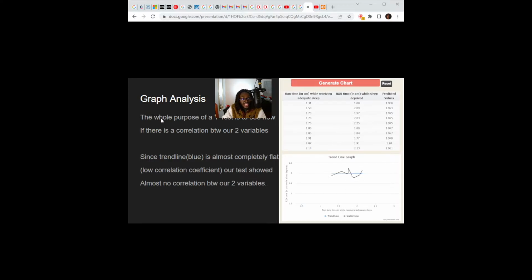And let's see what I have written down here. Big takeaway is that we use the t-test to see if there is a correlation between our two variables.